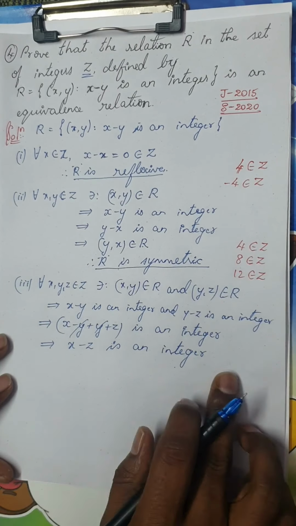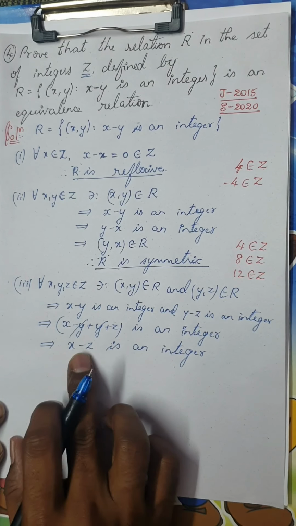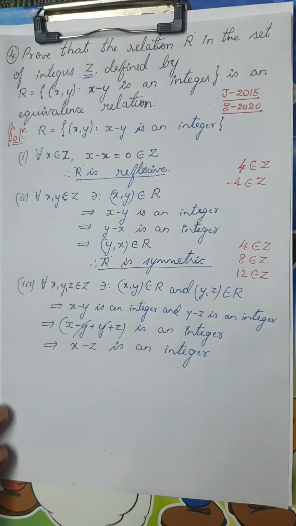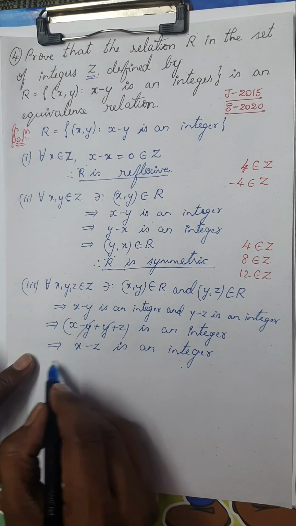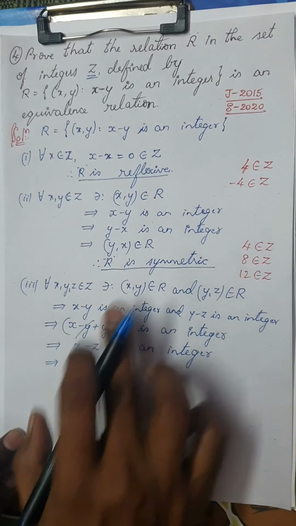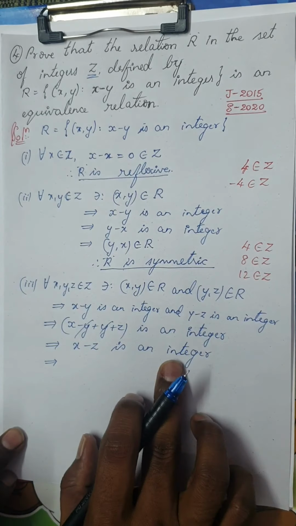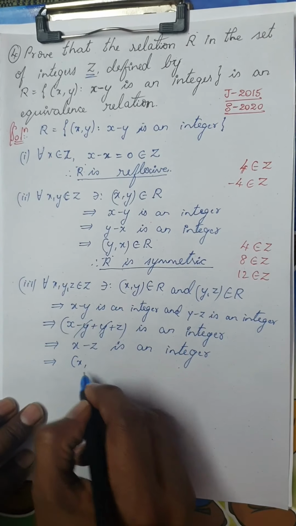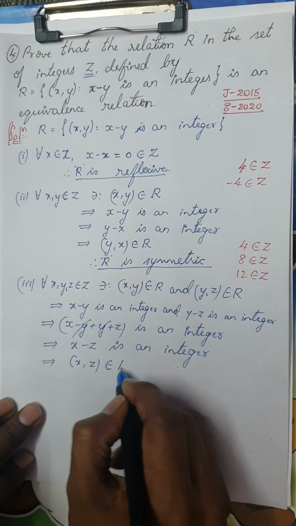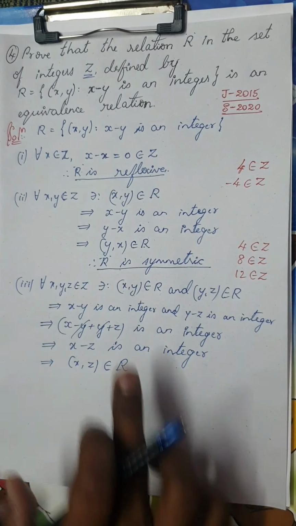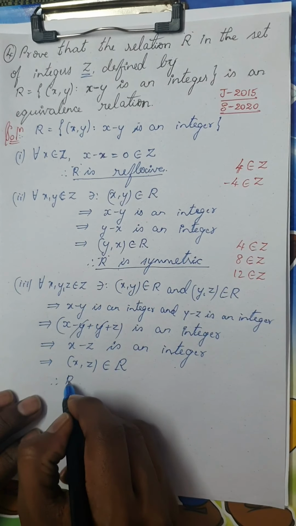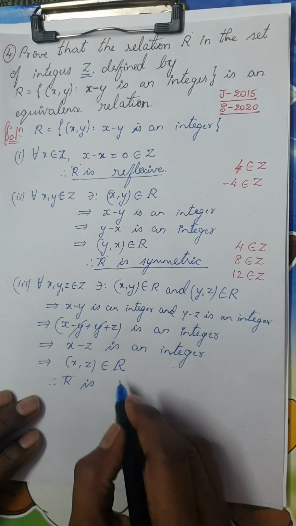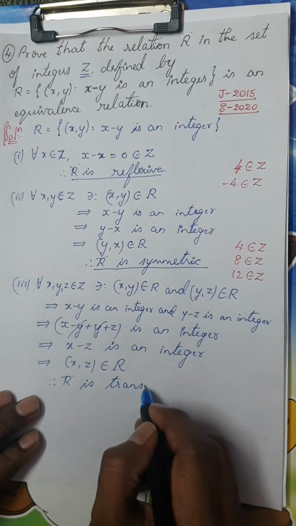You need not write this lengthy. You can just say x minus y belongs to Z or belongs to I. Writing that way is enough, but I am writing in detail. This implies if x minus z is an integer, I can write x comma z belongs to R. Started with xy and yz, I got xz. Therefore, I write R is what? Transitive.